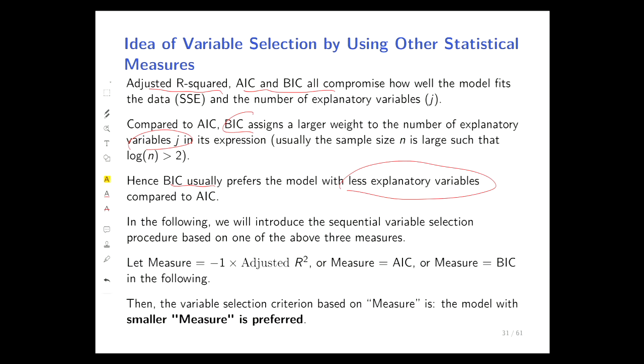In order to use these three measures to help us accomplish the sequential variable selection, I'm going to talk about the flowchart again. To do that, I need to unify these three measures. So I use: measure equals minus one times adjusted R-square, or measure equals AIC, or measure equals BIC. The standard here is that we always prefer a smaller measure, because we prefer smaller AIC and BIC, but we prefer larger adjusted R-square. So I just use this minus one to unify these three.